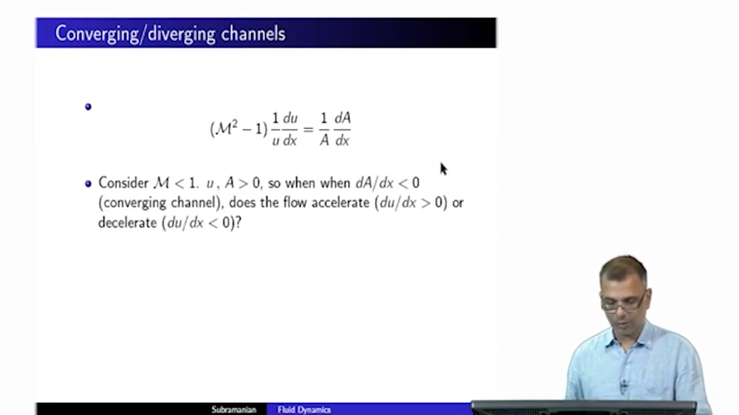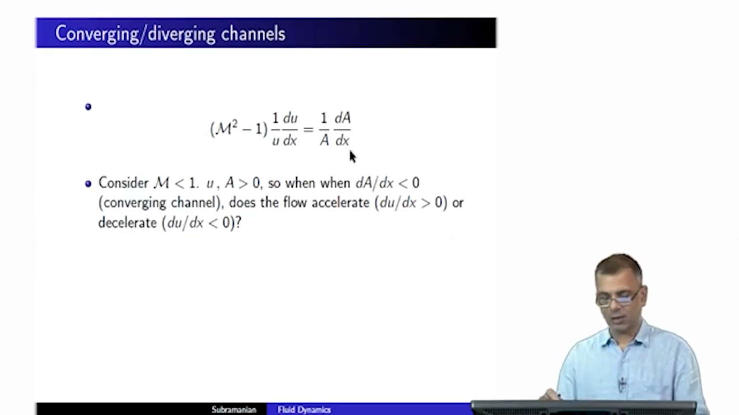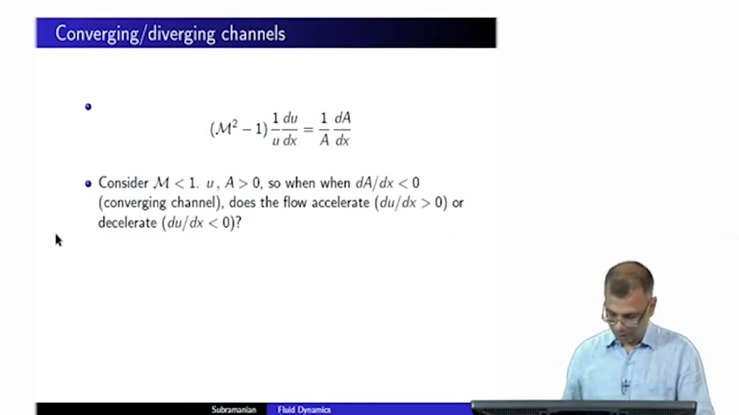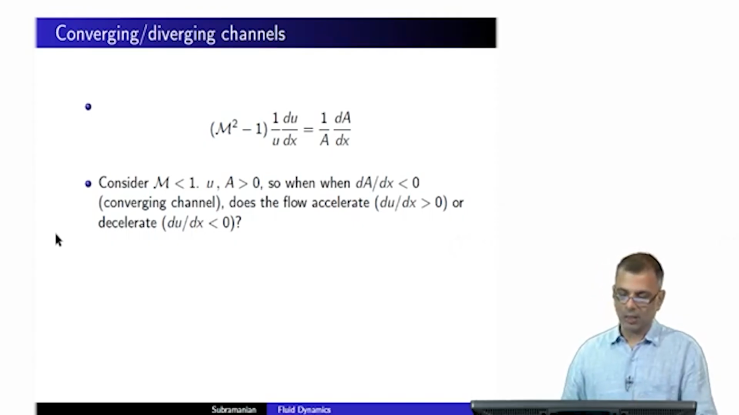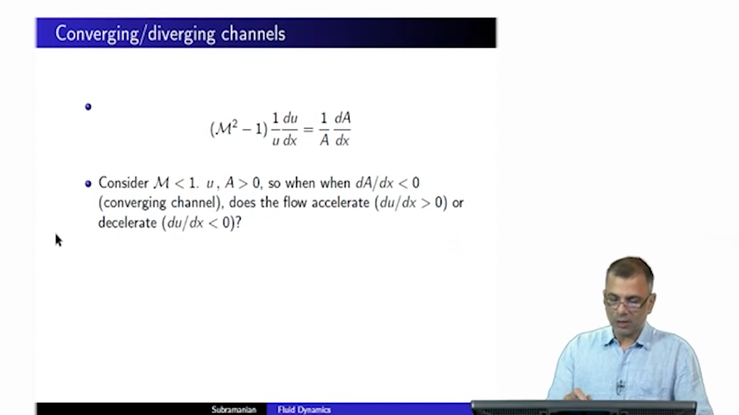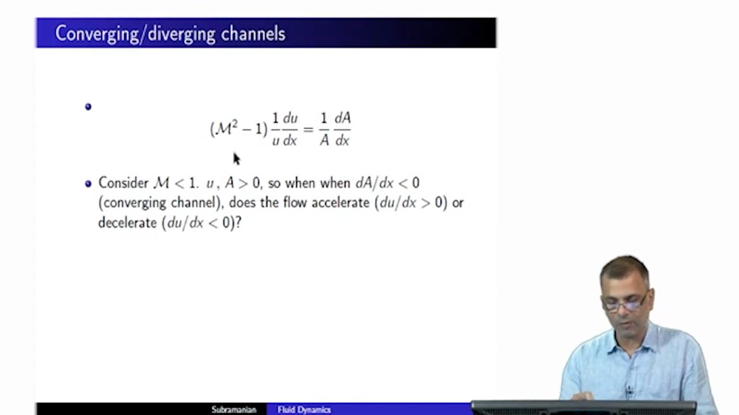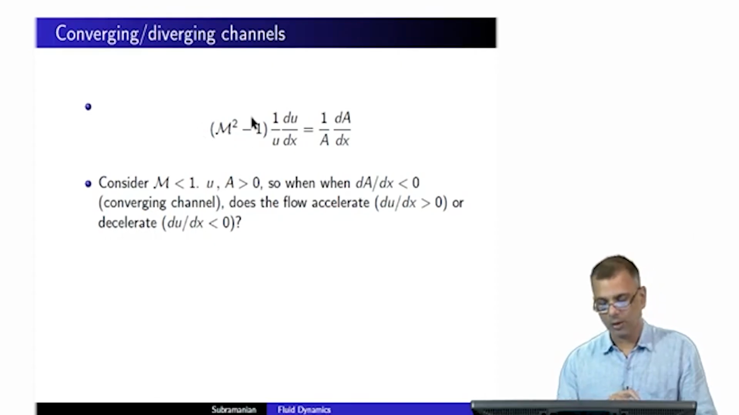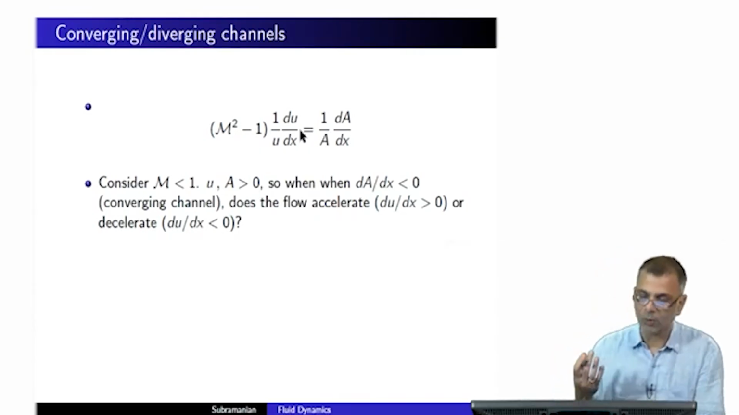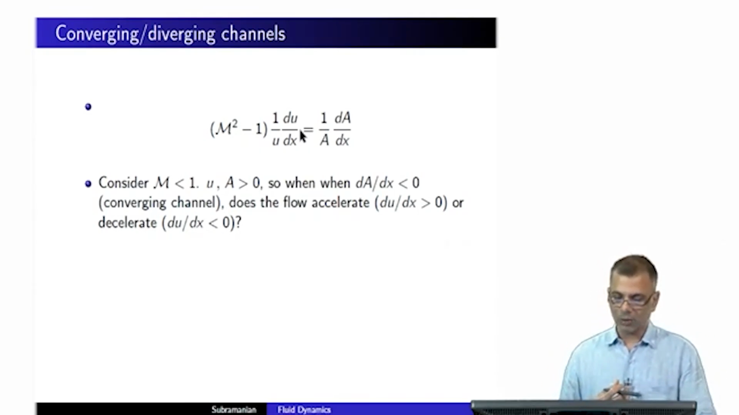Consider this. When dA/dx is less than 0, in other words a converging channel, as we sketched in the last slide, is du/dx larger than 0 or less than 0? Let's just look at this equation. Mach number is less than 1, which means that M squared minus 1 is negative. And the area itself is always a positive quantity, isn't it? And dA/dx is less than 0.